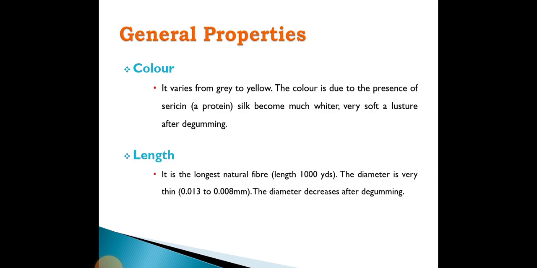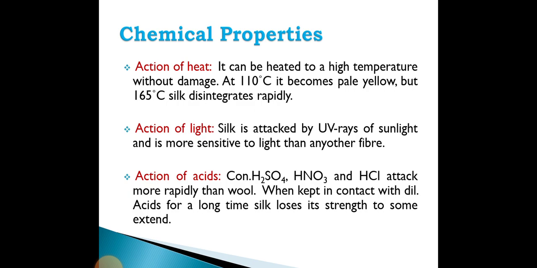Length. It is the longest natural fiber. The diameter is very thin. The diameter decreases after degumming. Chemical properties. Action of heat. It can be heated to a high temperature without damage. At 110 degrees centigrade, it becomes pale yellow, but at 165 degrees centigrade silk disintegrates rapidly.